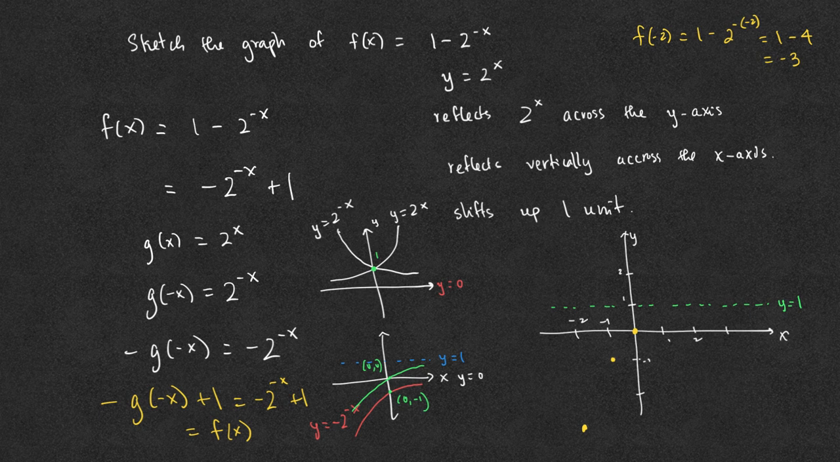And similarly, when x equals 1, we see that 2 to the negative 1 is 1 half. 1 minus 1 half is 1 half. So when x equals 1, y equals 0.5. We draw a smooth curve that goes through these points, knowing that the horizontal asymptote is y equals 1.